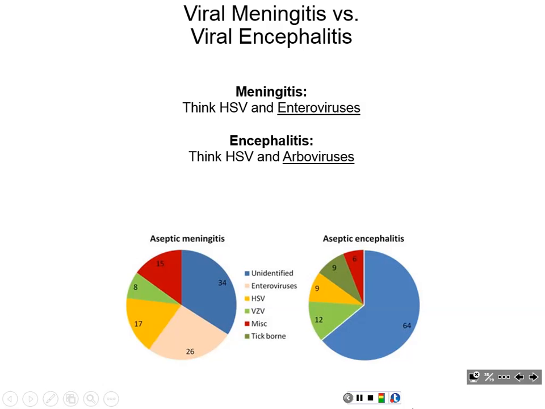So viral meningitis versus viral encephalitis. With meningitis, mostly aseptic because we can't identify the cause, but we're going to think HSV2 or enteroviruses. With encephalitis, certain viruses prefer the brain tissue, also mostly aseptic. A lot of times we can't find what the etiology is, but we're going to think HSV1 and arboviruses. So tick-borne viruses, things like Eastern equine or West Nile.